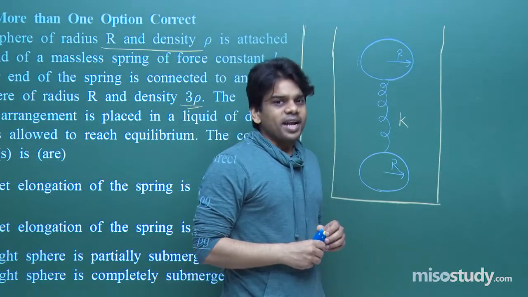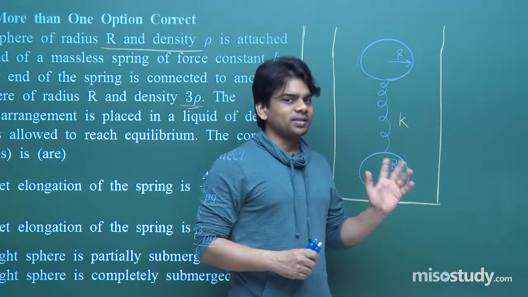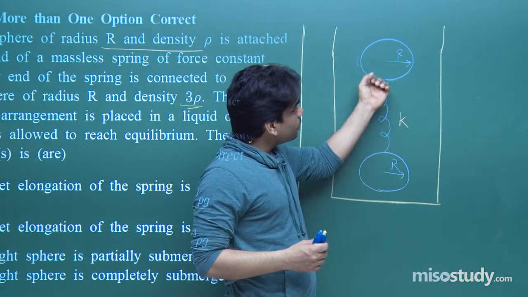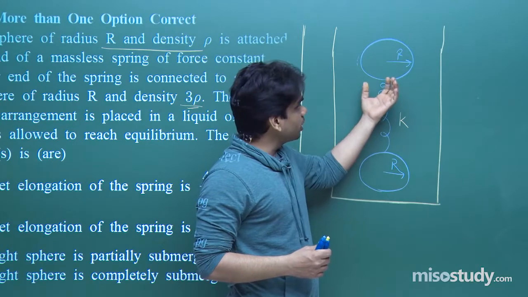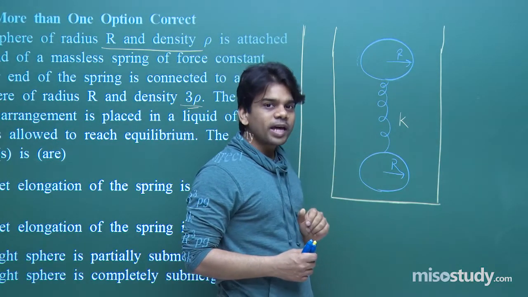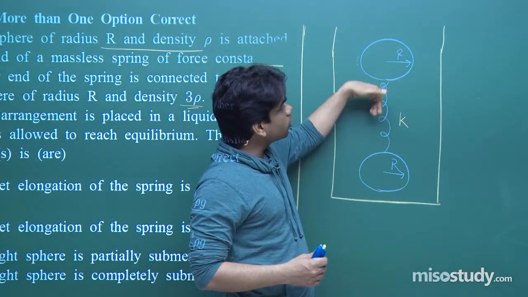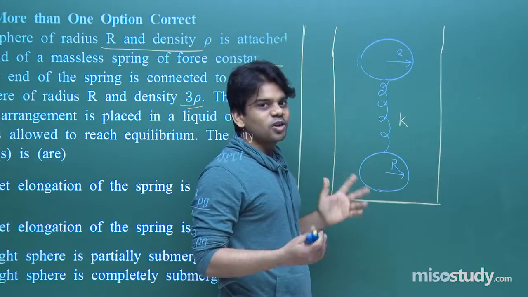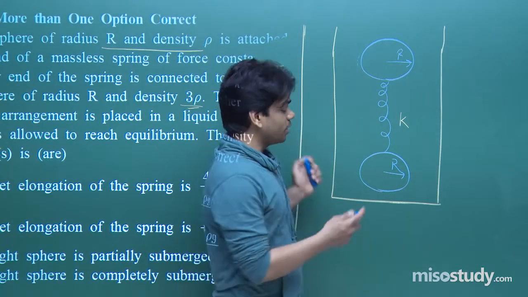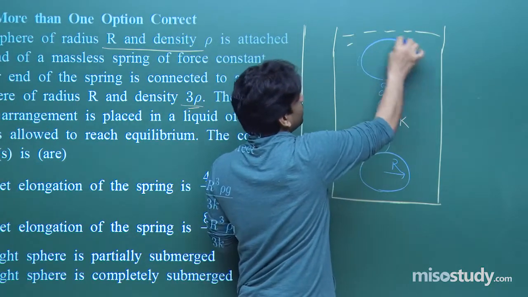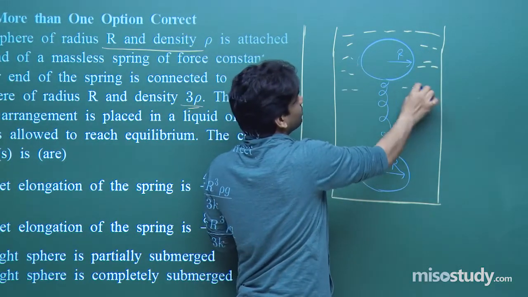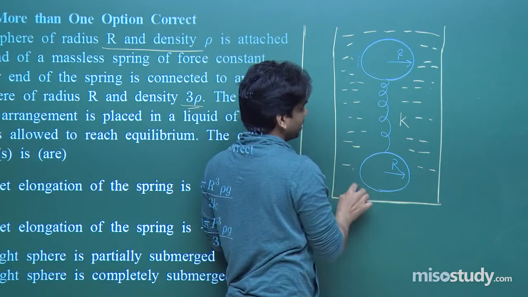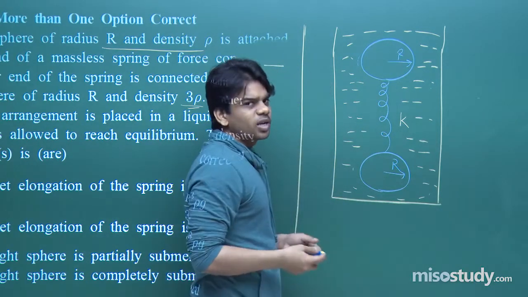Now, first thing you understand, whether it is completely submerged or partially submerged, let's comment on it. Since spring force will be pulling it downward, buoyant force will be acting on it in the upward direction, and the weight will also be acting in the downward direction. So we cannot comment on whether the sphere is completely submerged or partially submerged. So first of all, we assume it is completely submerged, and later on we will comment on whether it is completely submerged or not. If our assumption is correct, it will be completely submerged.